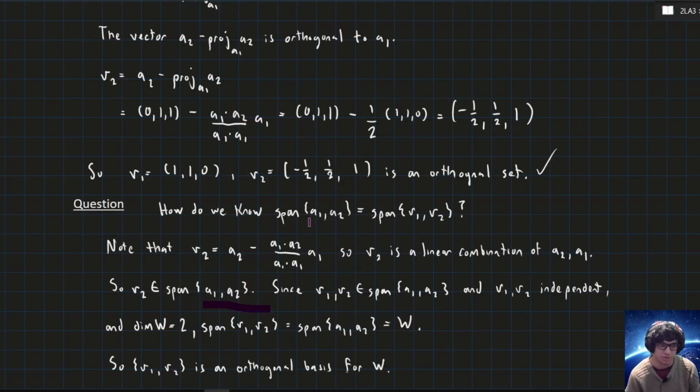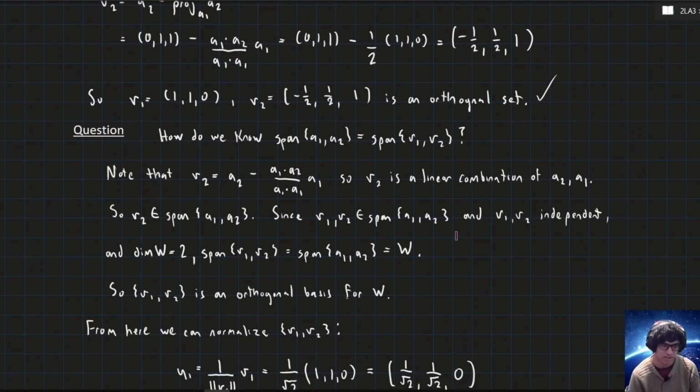Okay, so this procedure will not ruin the span of the vectors. It will retain the span, which is what we want. So we can conclude that V1, V2 is an orthogonal basis for W. Well, we can go a step farther, right? We can turn this into an orthonormal basis pretty easily.